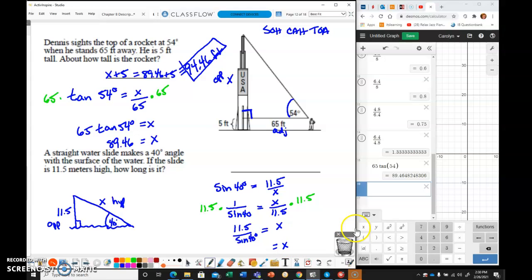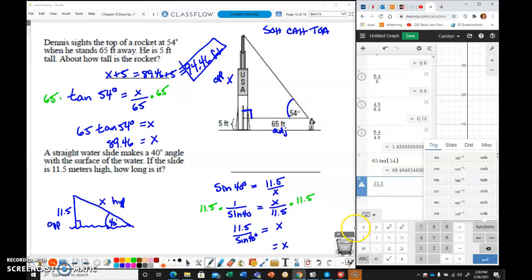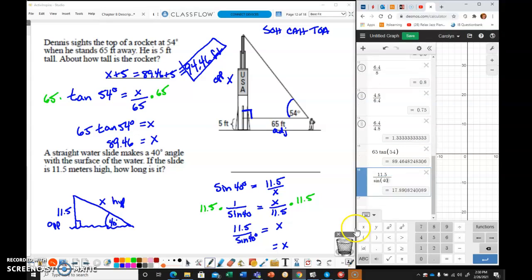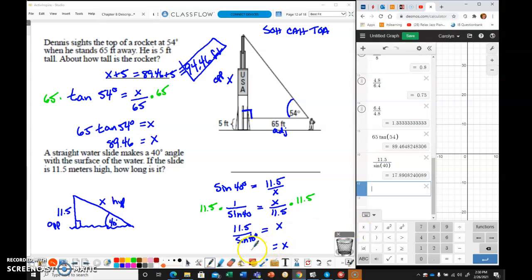So that's what I'm going to do. 11.5 divided by the sine of 40 degrees, which gets me 17.89. So my answer will be 17.89, and we are dealing with meters, so I'll put that unit on there. Okay, so that was just another way of solving something if x originally showed up in your denominator. Now what you will notice is all we've done so far is solve for missing sides.